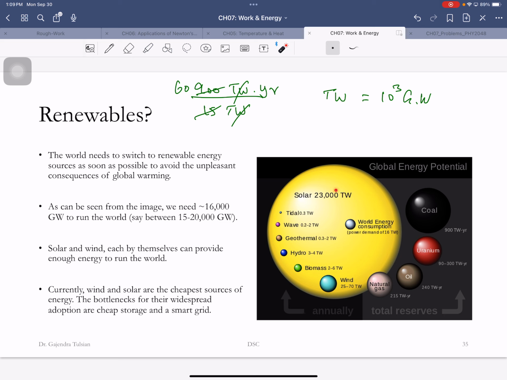Anyway, for your sake, we have a solution. You can run the planet just on solar and wind. In fact, all you have to do is harness roughly 1 part in 10,000 of the solar energy reaching Earth.